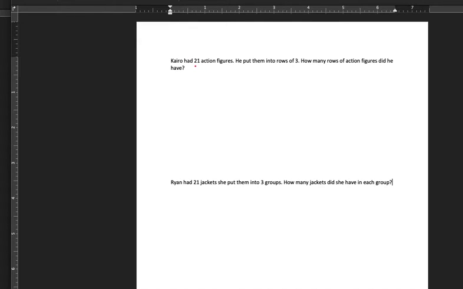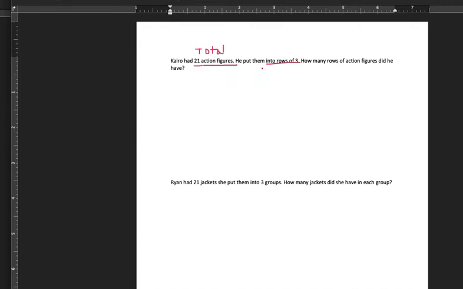All right. So I see 21. That's a quantity. Action figures, those are the units. 21 action figures, that's also the total. He puts them into rows of 3. Very important that we realize that's the whole entire thing. 3, yeah, that's the quantity, but rows of is the units.